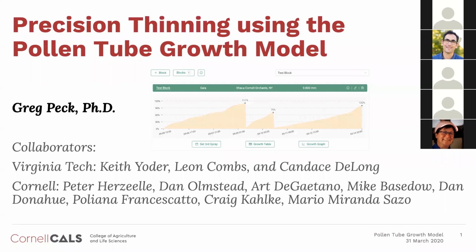If you see on the screen here, this work while I'm presenting today is actually the work of many, many people, in particular my Virginia Tech colleagues, Dr. Keith Yoder, Leon Combs, who was Keith's technician for many years and actually did most of the nitty-gritty lab work to create these models. Candace DeLong, who was a master's student with me a number of years ago when I was at Virginia Tech. And actually not on this screen is Ross Byers, who came up with this idea originally probably more than 15 years ago, about how we can use pollen tube growth rates to time thinning sprays better in orchards. At Cornell, a number of colleagues, including folks who are on the call today and others, have either worked with me on beta testing and or getting the model implemented into the newest system.